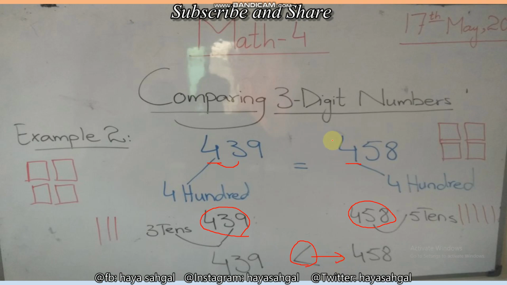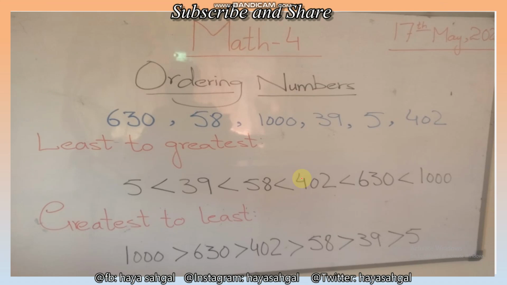Even now you can extend it with thousands or millions or billions. You will compare in the same way, by comparing the largest, the greatest digit of the number, whether it is hundreds or thousands or whatever. So after understanding this, now we will move towards ordering numbers. Now we know how to compare. Let's see how to order the numbers, right?